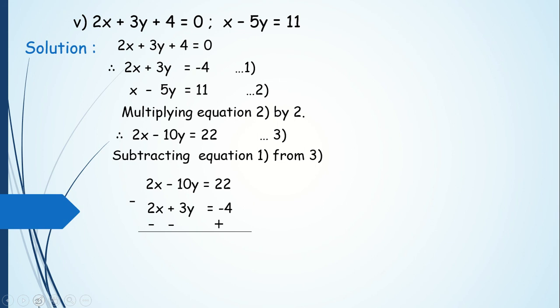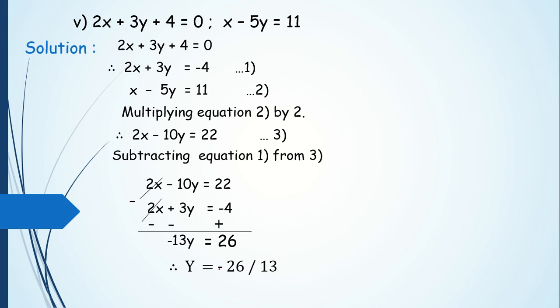2x minus 2x will get cancelled. Minus 10 plus minus 3. You have to look at the sign which is down. Minus 10 minus 3 is going to be minus 13. Similar signs we always add and give the same sign to the answer. So this is going to be minus 13y. And 22 plus 4. This sign, plus sign we have to look at. 22 plus 4 is 26. Therefore y is equal to 26 upon minus 13.